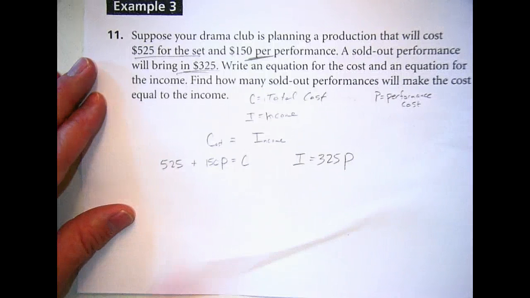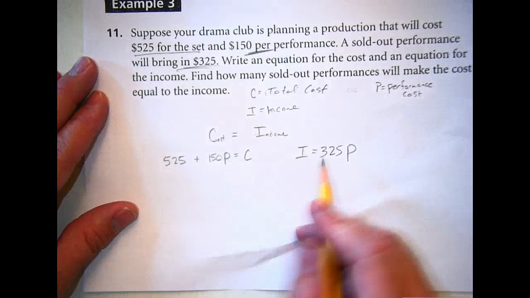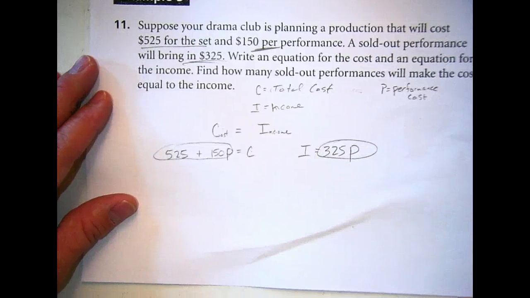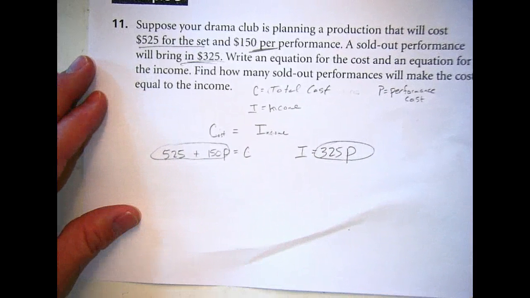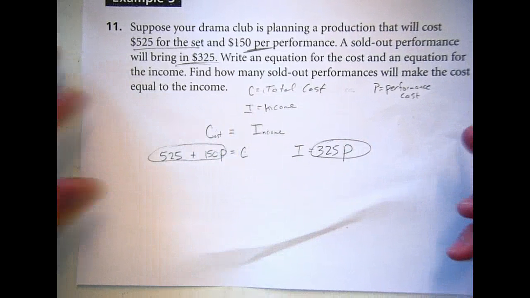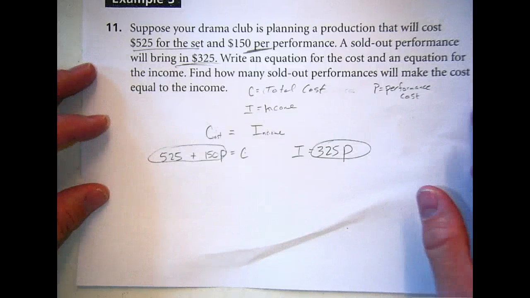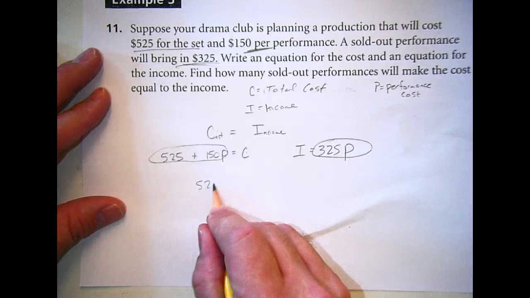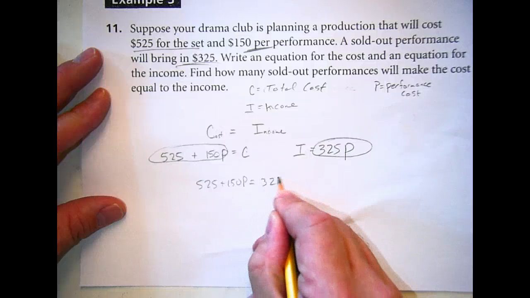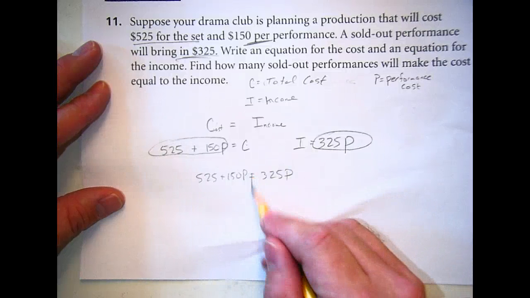We want cost and income to be equal. So using this model, if cost and income have to be equal, we want this to equal that. It's a break-even point. When your cost is equal to your income, have you made any money? No. Have you lost money? No, it's a break even. So 525 plus 150p equals 325p. In other words, how many performances do you need to sell out in order to make it work out?